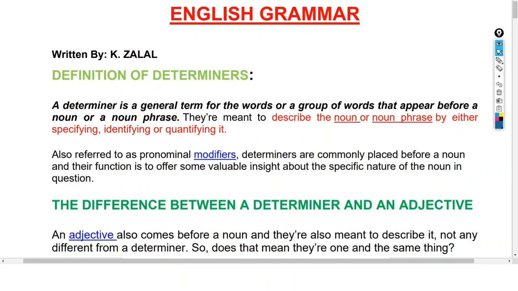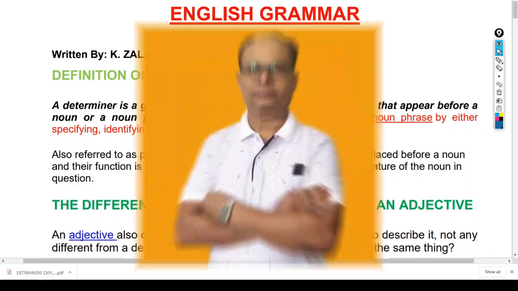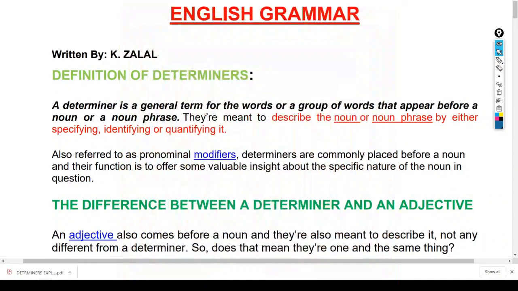Therefore, in order to learn it simply, let us learn it simply through Hidden English presented by K. Jalal. Therefore, here we go. Let's continue.